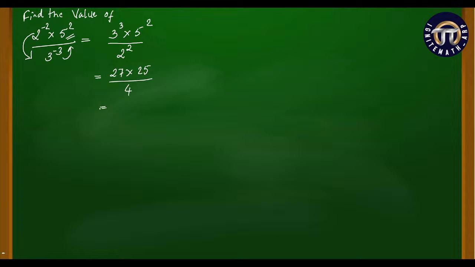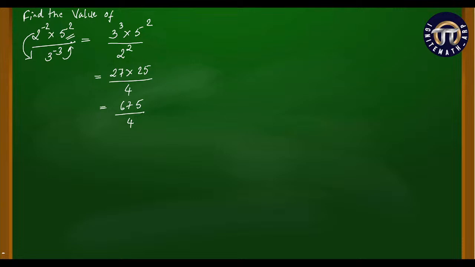Clear, children? So later I can multiply this one. So 25 into 27, that is 675, and 25 2s are 50, 50 plus 17 is 67. So divided by 4. So this is going to be the answer. Is it clear, children? Okay, so this is what happens whenever you're dealing with the exponents.